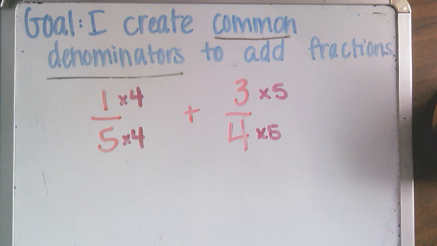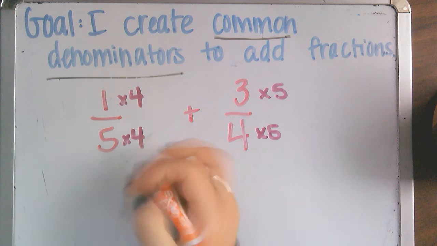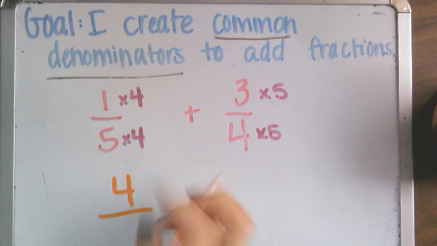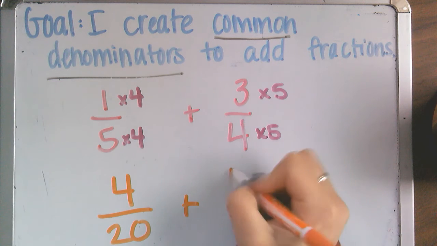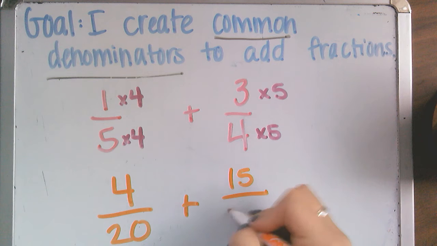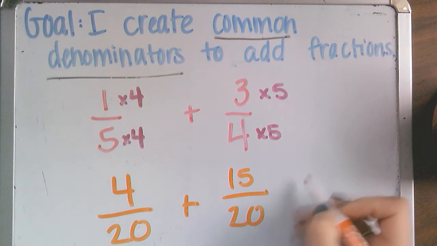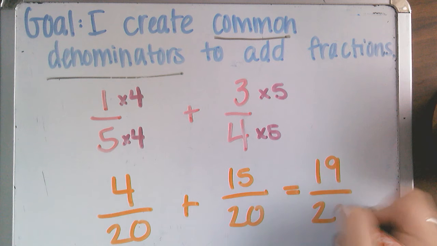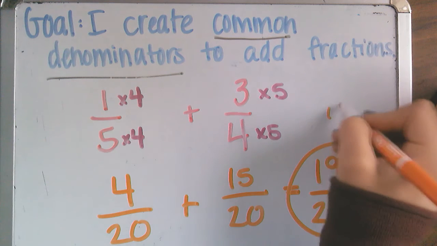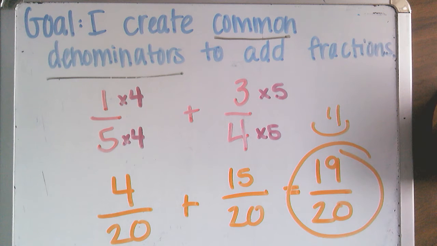Now I'm going to create my new fractions below so that we can see them. So 1 times 4 is 4. 5 times 4 is 20. Plus 3 times 5 is 15. 4 times 5 is 20. I'm going to add 4 plus 15 is 19 over 20. Circle my answer, celebrate. Okay, that was our first one. Moving on to number 2.